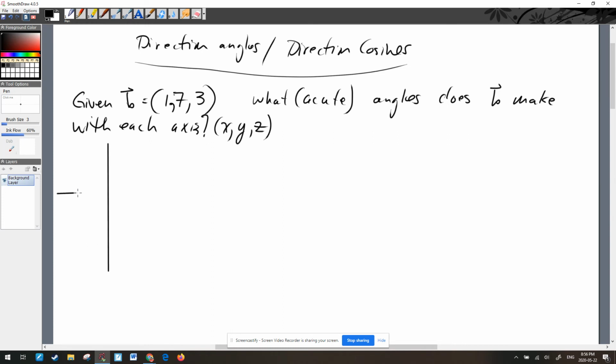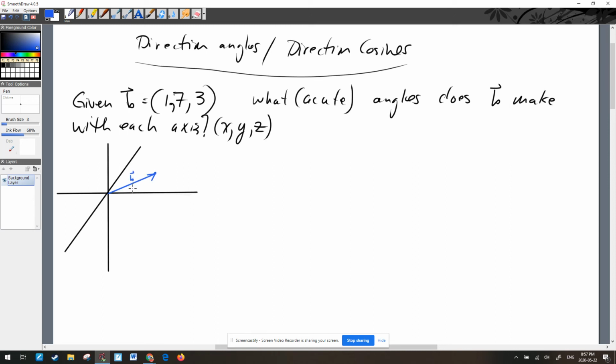So I'm going to do myself up a 3D set of axes here. There we go. Close enough. Okay, so (1, 7, 3). Let's do this in blue. 1 out the x-axis, 7 a long ways out here, and 3 up here. So we're talking about the vector that goes like that. So there is vector B.